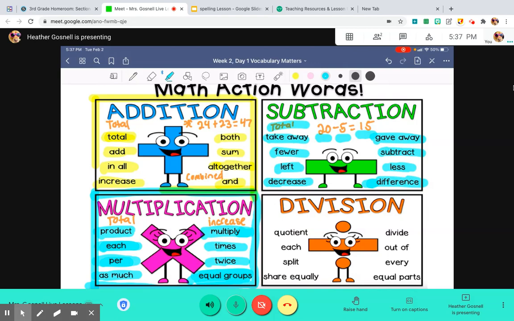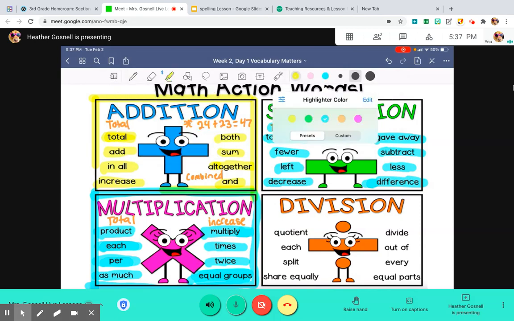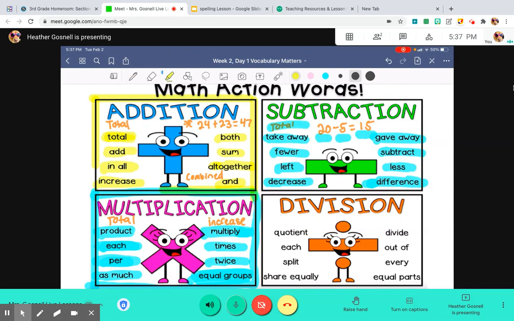Now, division can be a little tricky sometimes. The big thing about division and subtraction is you need to ask yourself this: in your word problem, do you start with a total? Because if you start with a total, then most likely you're going to be subtracting or dividing, okay? Now, if you're splitting something into equal parts or shared groups, then you are dividing. Remember, multiplication and division are reversed operations. So equal groups, you're going to see equal groups in each of those.